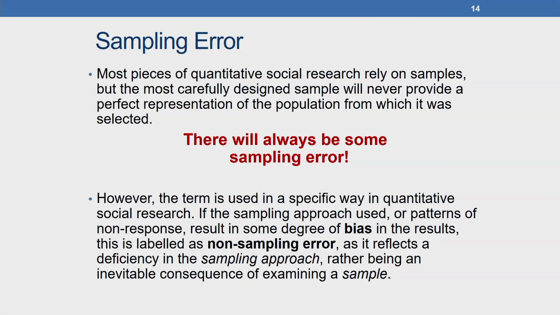The term is used in a specific way in quantitative social research. If the sampling approach used or patterns of non-response result in some degree of bias, remember we spoke about investigator bias and respondent bias when we were talking about survey design, and therefore, when designing questionnaires we have to keep these biases in mind. It is these biases that enter into error, and these are referred to as non-sampling error, as it reflects a deficiency in the sampling approach, the way we have carried out the sampling, rather than being an inevitable consequence of examining a sample.